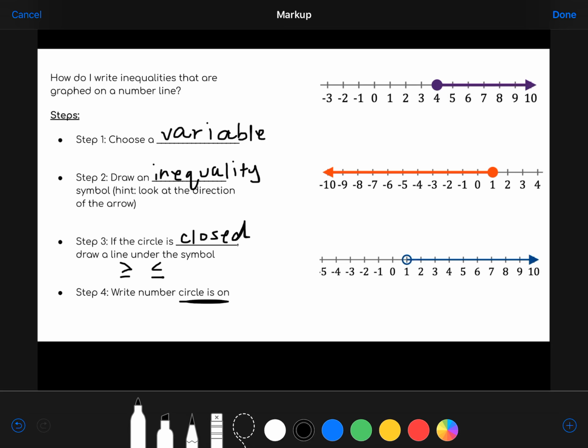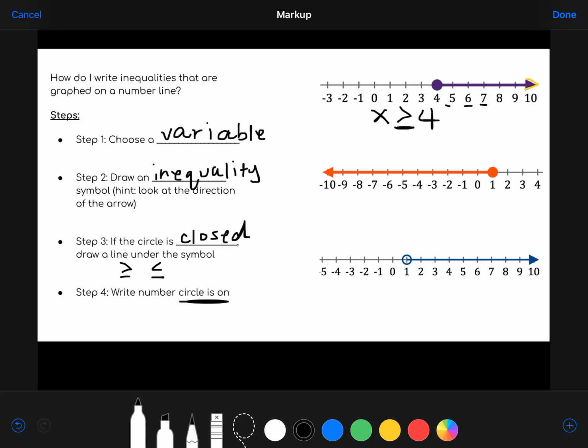So I'm going to start by choosing a variable. I'm just going to use x. And then I'm going to draw my inequality symbol. I see that the numbers represented are 5, 6, 7, 8, and so on. Those are all numbers that are larger than 4, and I see that my arrow is going to the right. So that means I'm going to draw a greater than symbol because I see numbers that are greater than 4. And since the circle is closed, that means it could also be 4 as the solution. So x is greater than or equal to the number 4.